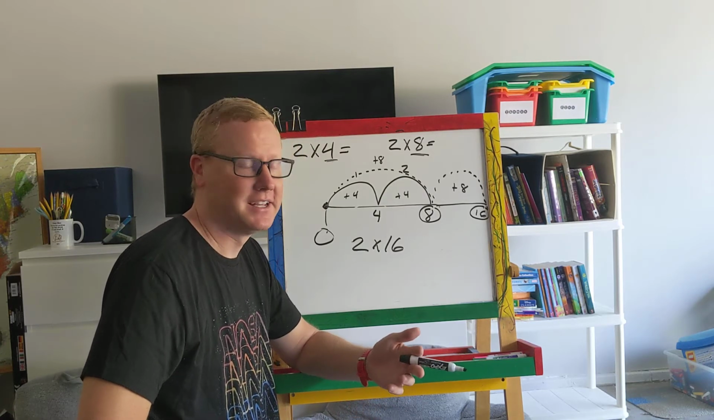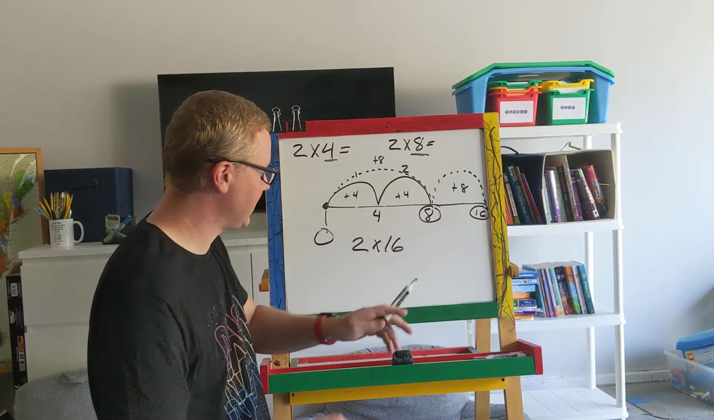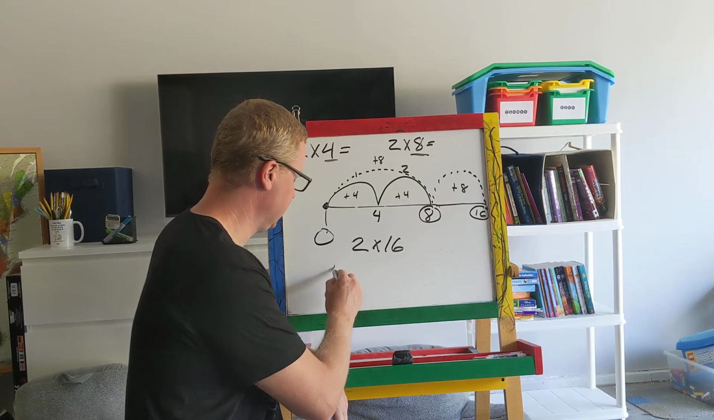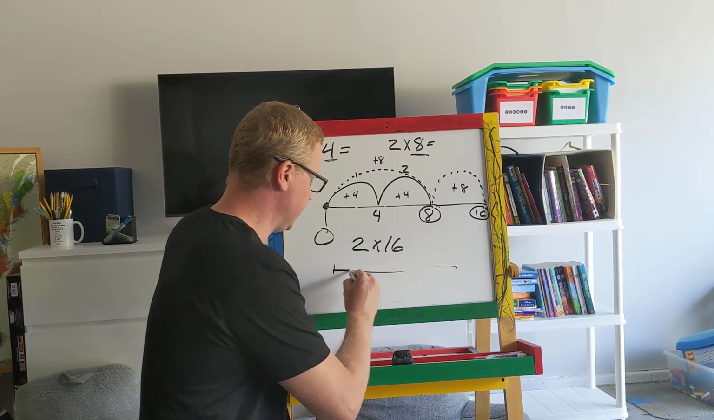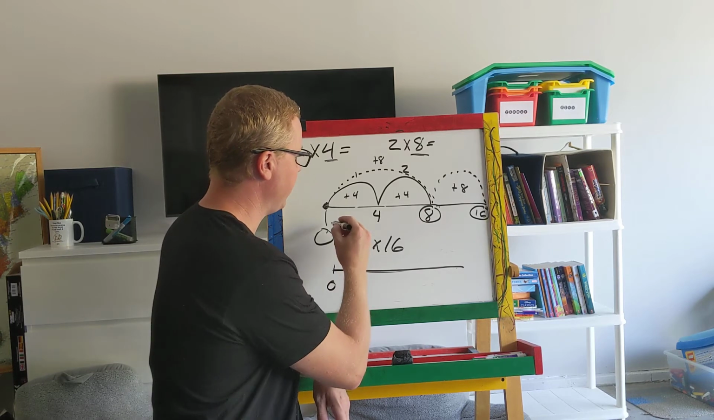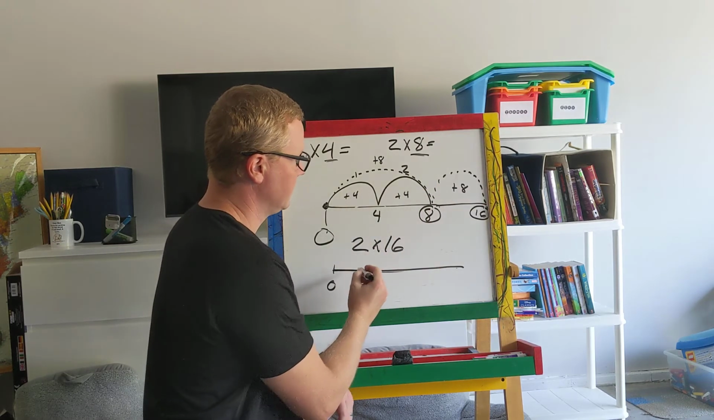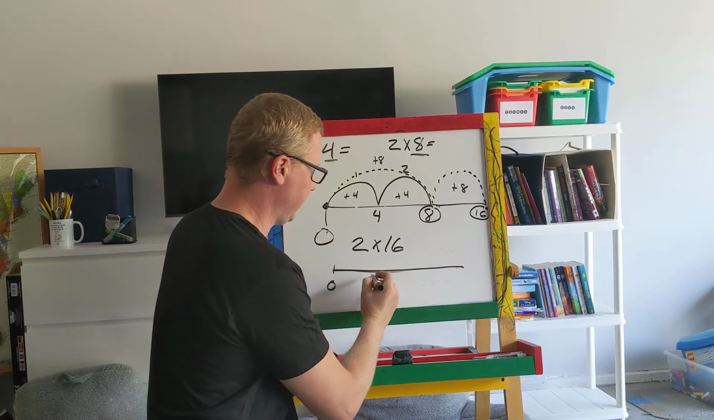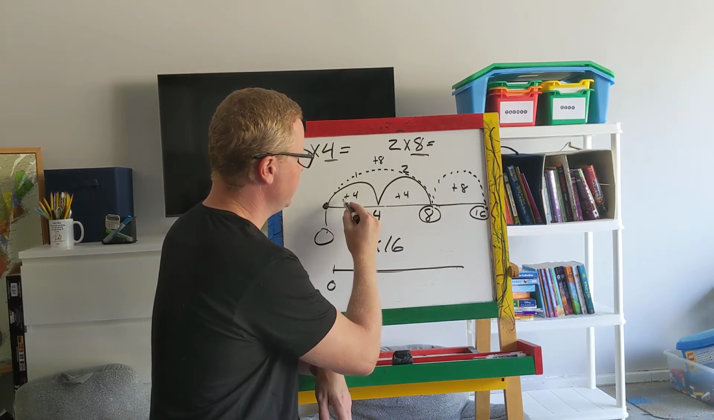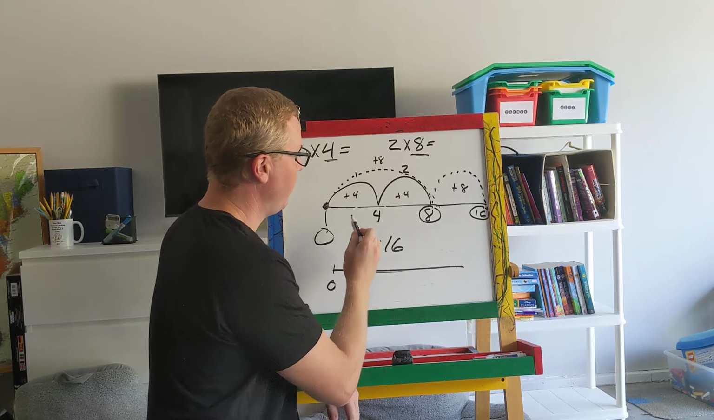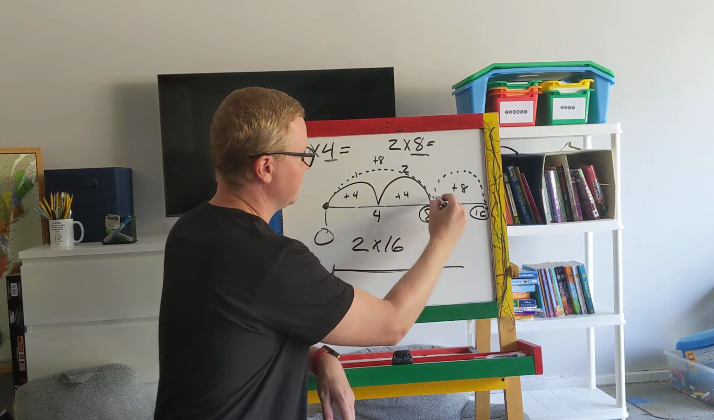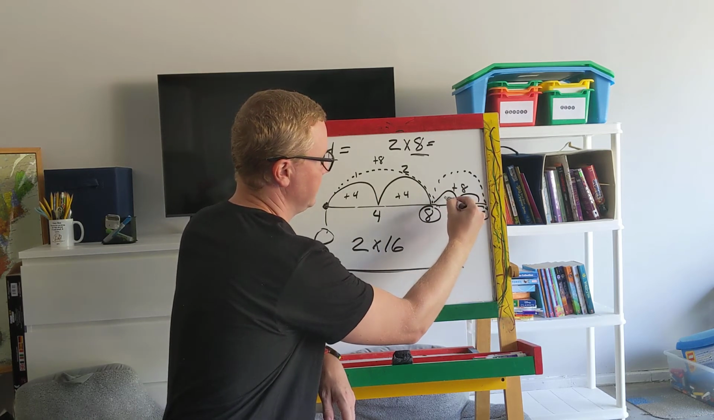All right, welcome back. So, using this model up here, 2 times 16, I'm going to start over so it's a little bit cleaner. I have my number line down here, and we're starting at 0. And I already know that we can go all the way up to 16 the first time, and that's the same as 2 times 8, or 4 times 4, because there's 4 little groups of these 4s in here.